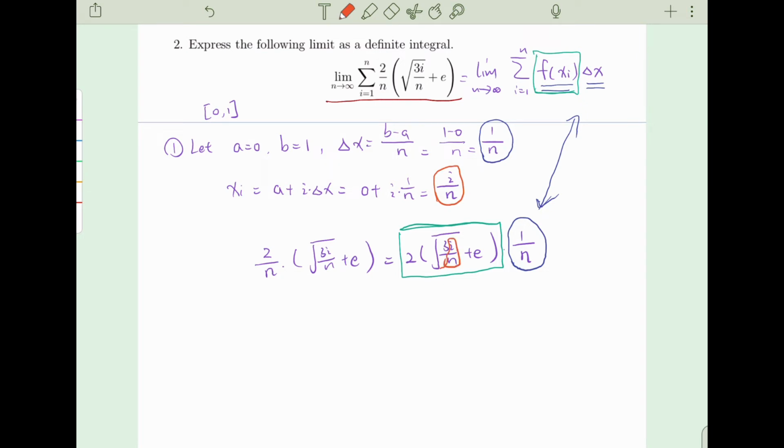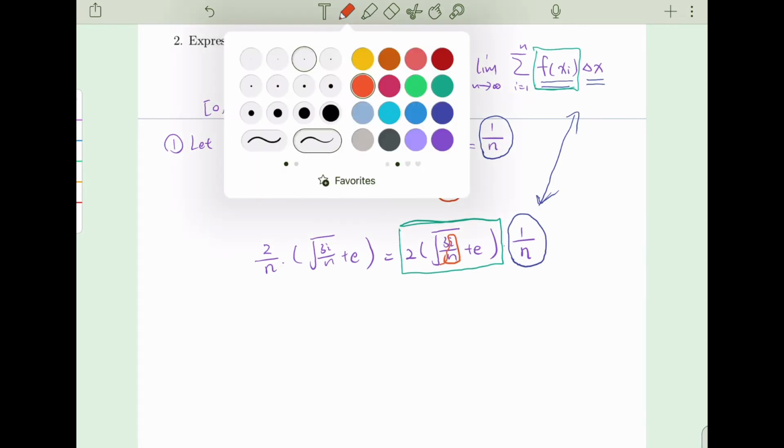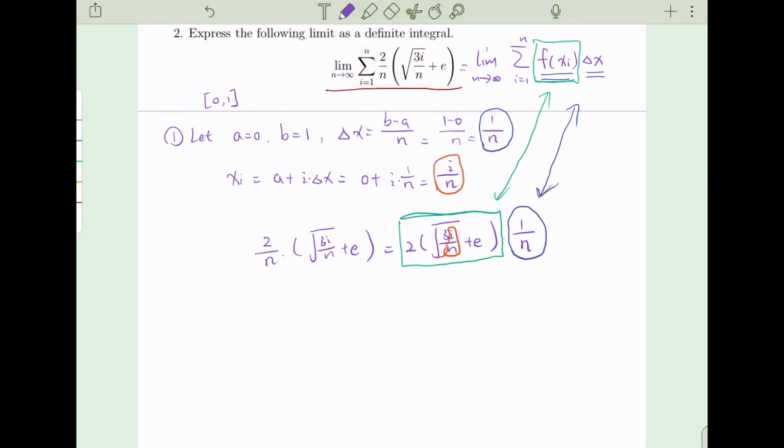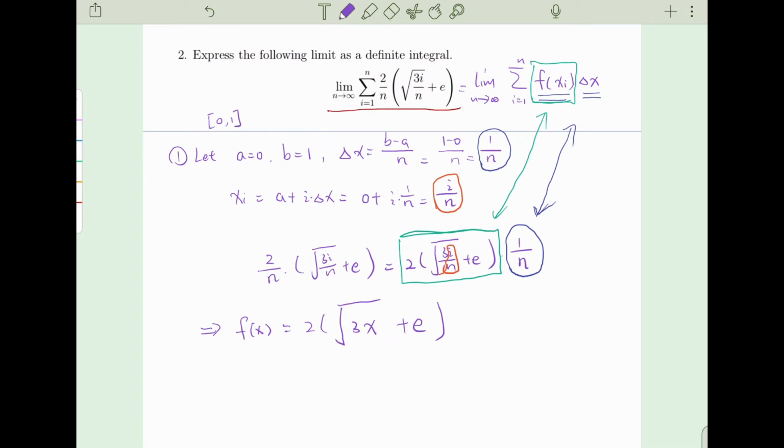Is this guy here. Now after comparing these things, we can figure out what the function f of x has to be. This thing is going to be our f of xi, right? Now what is the function? The function obviously has to be 2 times 3x plus e, right? If we replace the x with i divided by n, we're going to get the exact same expression as above.